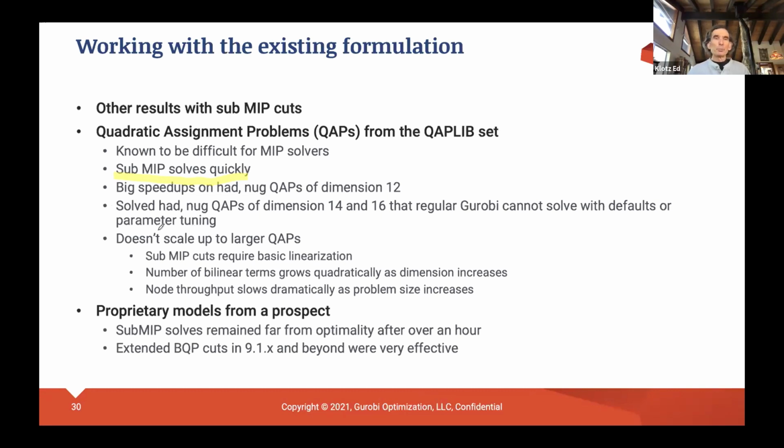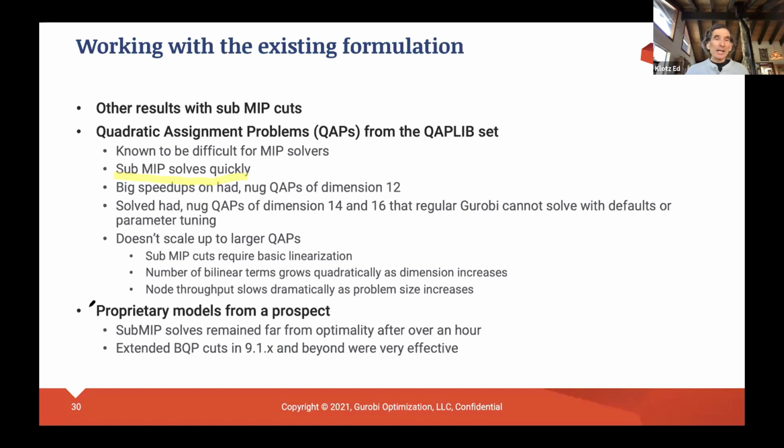It's not really a breakthrough because it doesn't scale up to larger quadratic assignment problems. The submip cuts require this basic linearization, and as you increase the dimension of the quadratic assignment problems, the growth in the linearized model grows quadratically as the dimension increases, especially if the quadratic part is fairly dense, and it becomes a node throughput issue. So I think this has promise, but only if we figure out a way to solve the node relaxations faster. So here I'm trying to answer a question that was posed in the earlier question break.